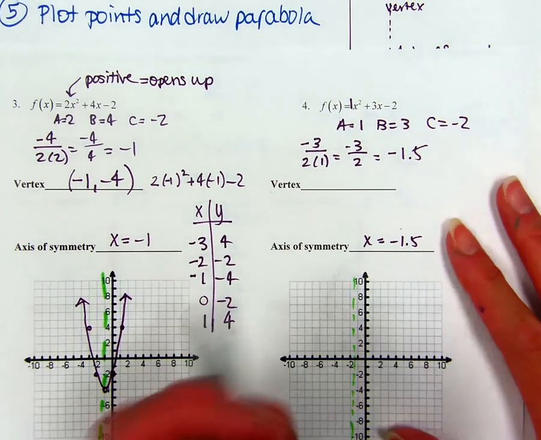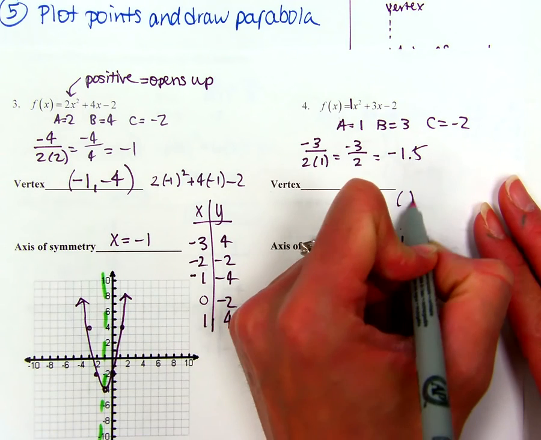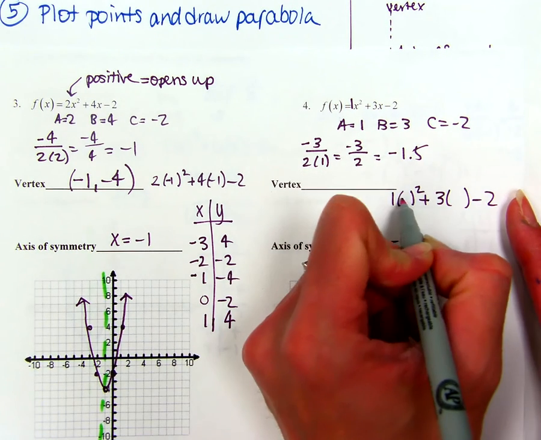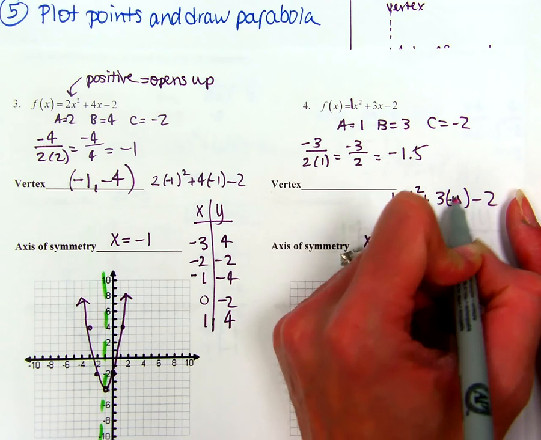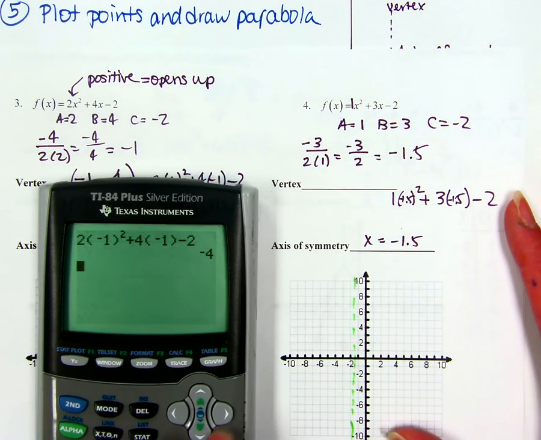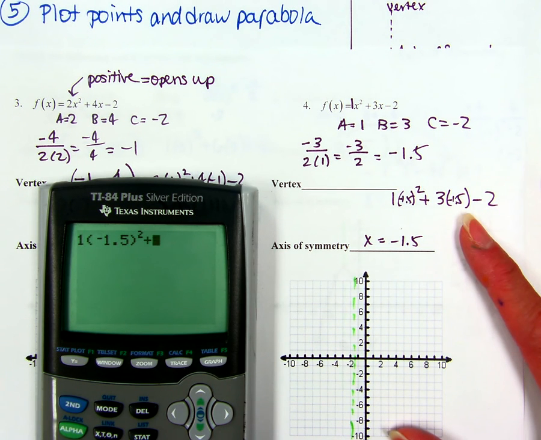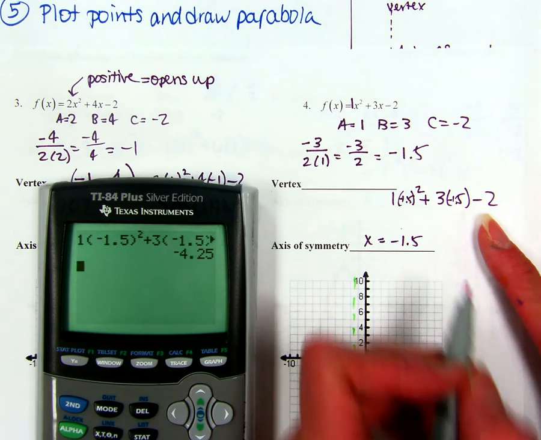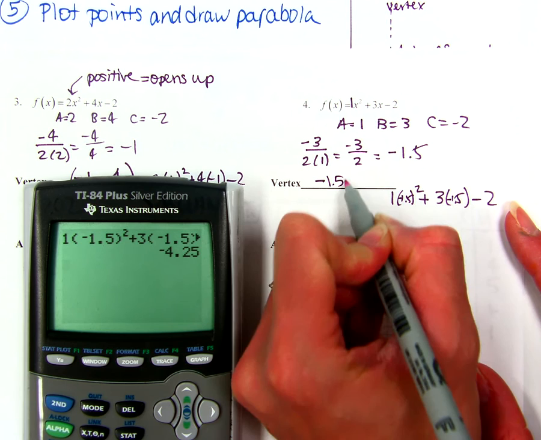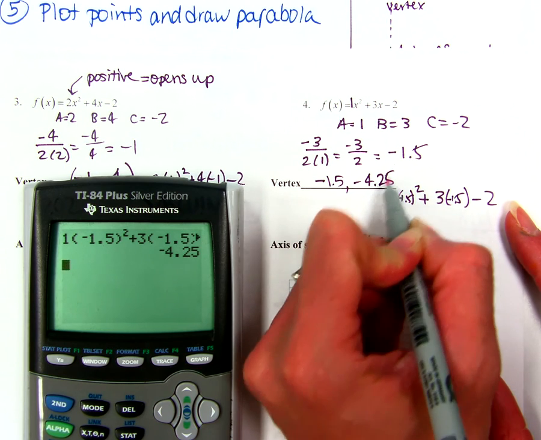All right, so I'm going to find out where my vertex is. I've got x squared, or if you want to say 1x squared plus 3x minus 2. And in there, I should put in negative 1.5. So on my calculator, I'm going to go to my main screen. I've got 1 times negative 1.5 squared plus 3 times negative 1.5 minus 2. And that tells me that my vertex is at negative 1.5, comma, negative 4.25.